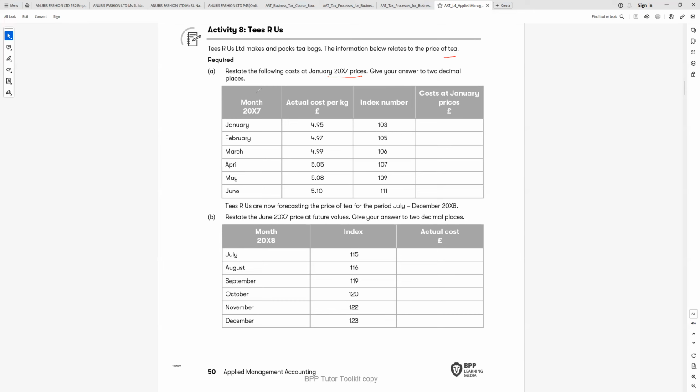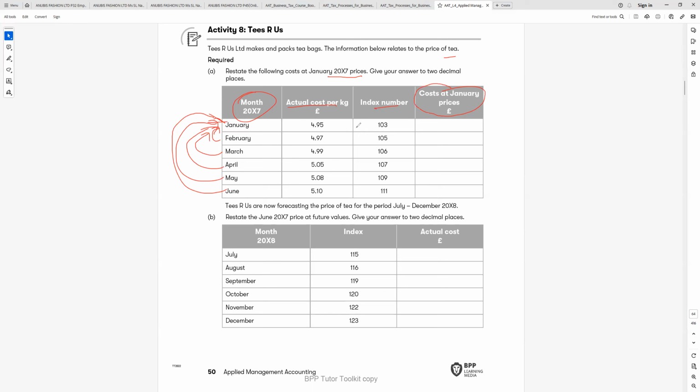So you have January 2017 actual cost, index number, cost at January price. That means we bring all the costs to January price. So February will come back to January price, March will come back to January, April will come back to January, May will come back to January, June will come back to January. So basically we are making the future value into current value. So how do we do that?